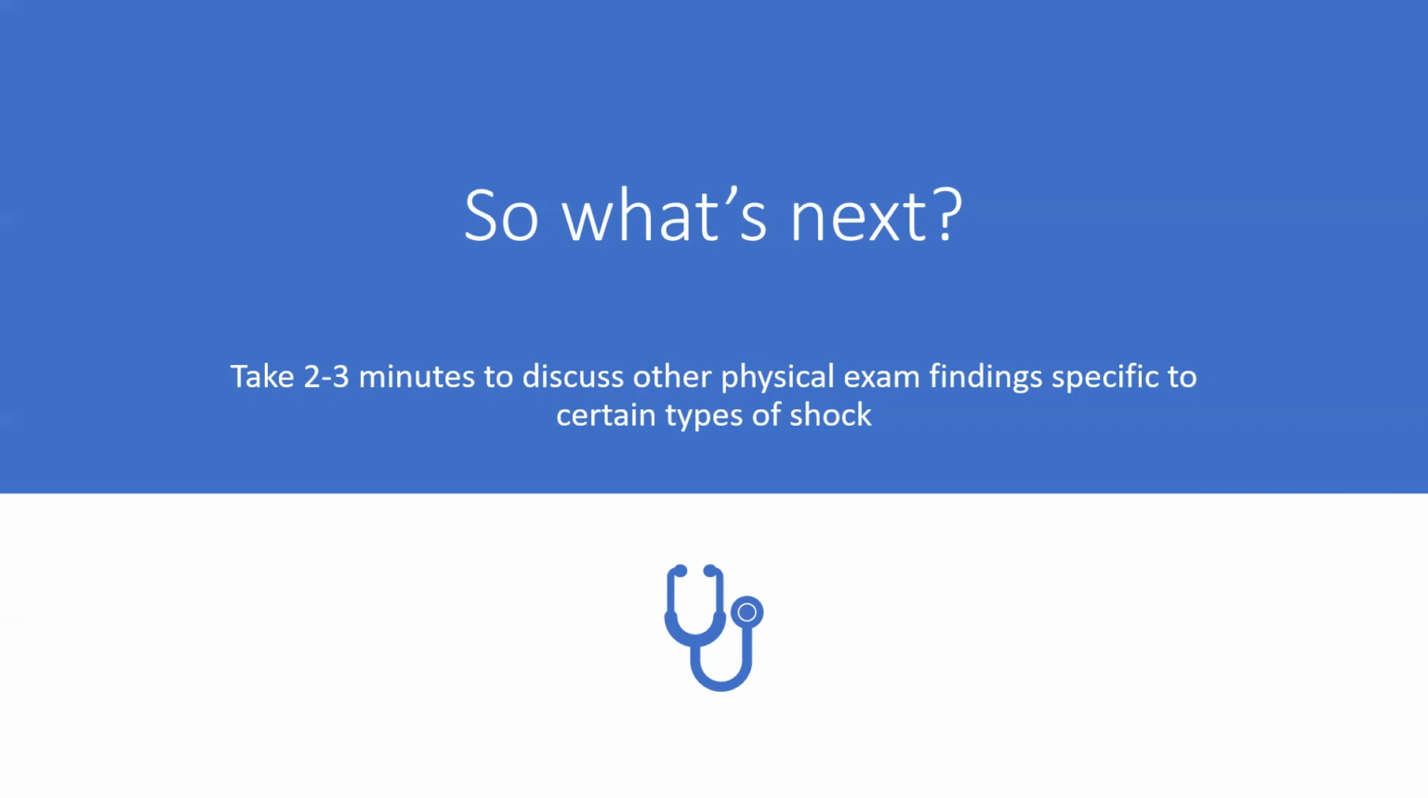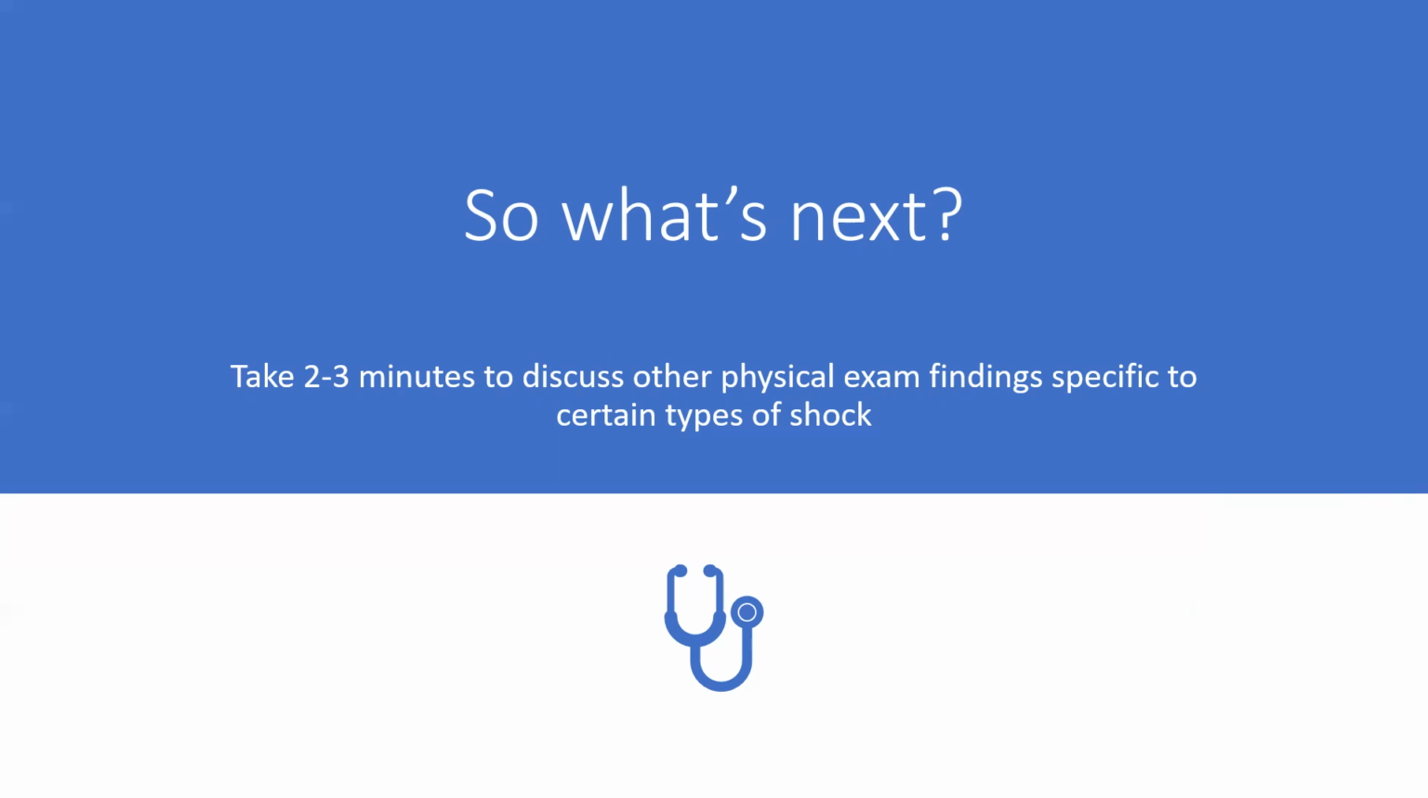Share what your group came up with as physical exam findings that might be specific for 1 or 2 of these types of shock. Anybody from the middle table? What did you guys think? Thinking about like crackles and edema in the peripheral extremities to differentiate cardiogenic versus hypovolemic shock. Great. Edema, crackles. Love it.